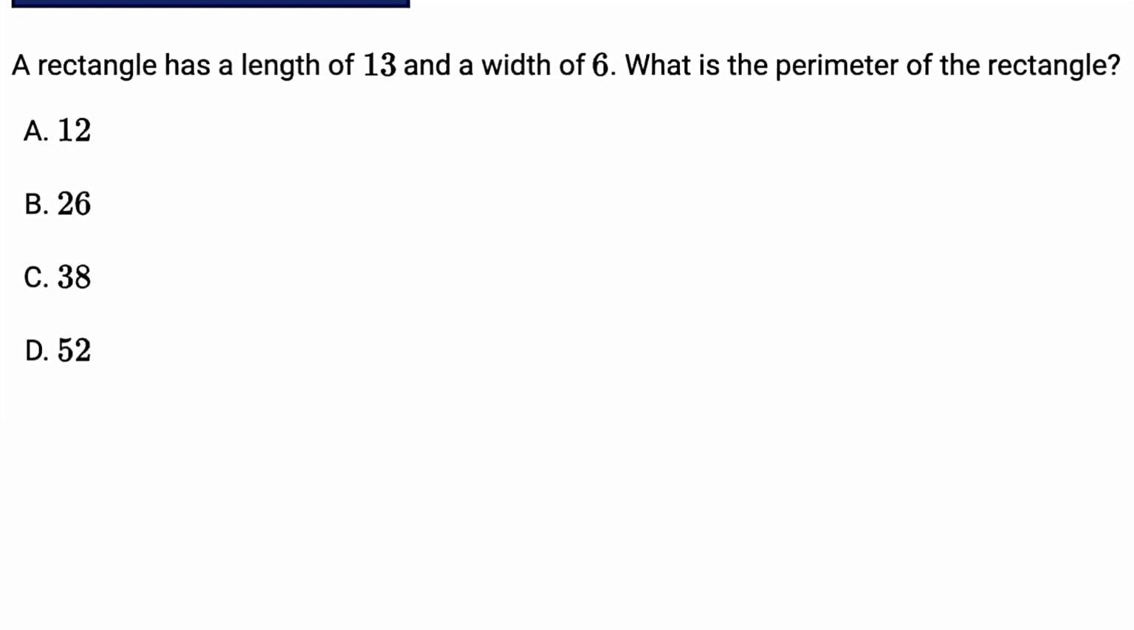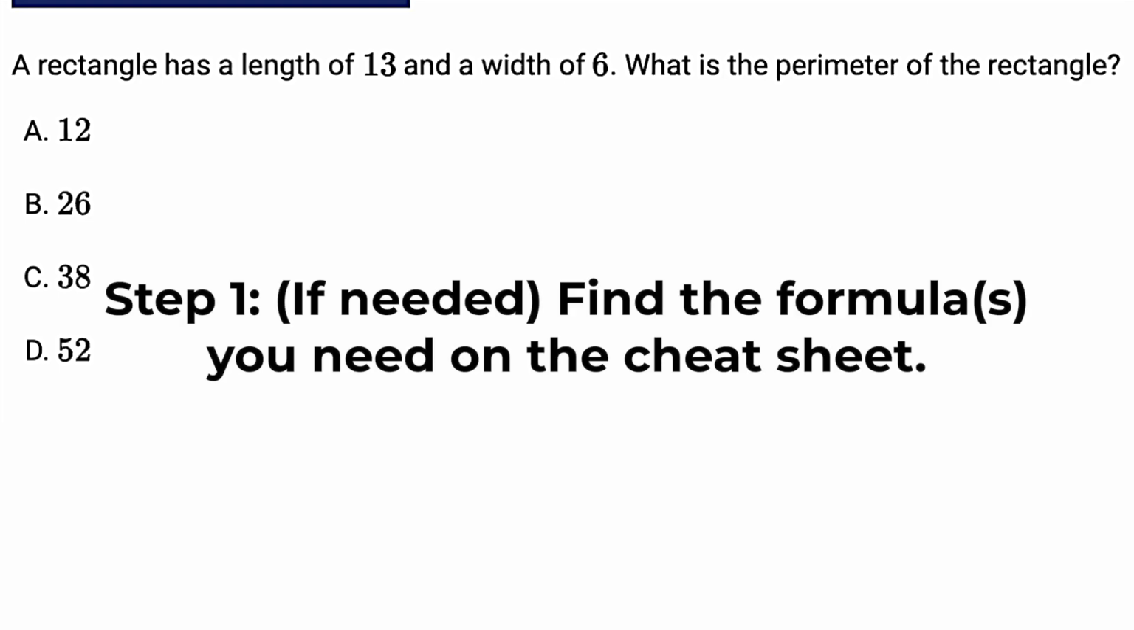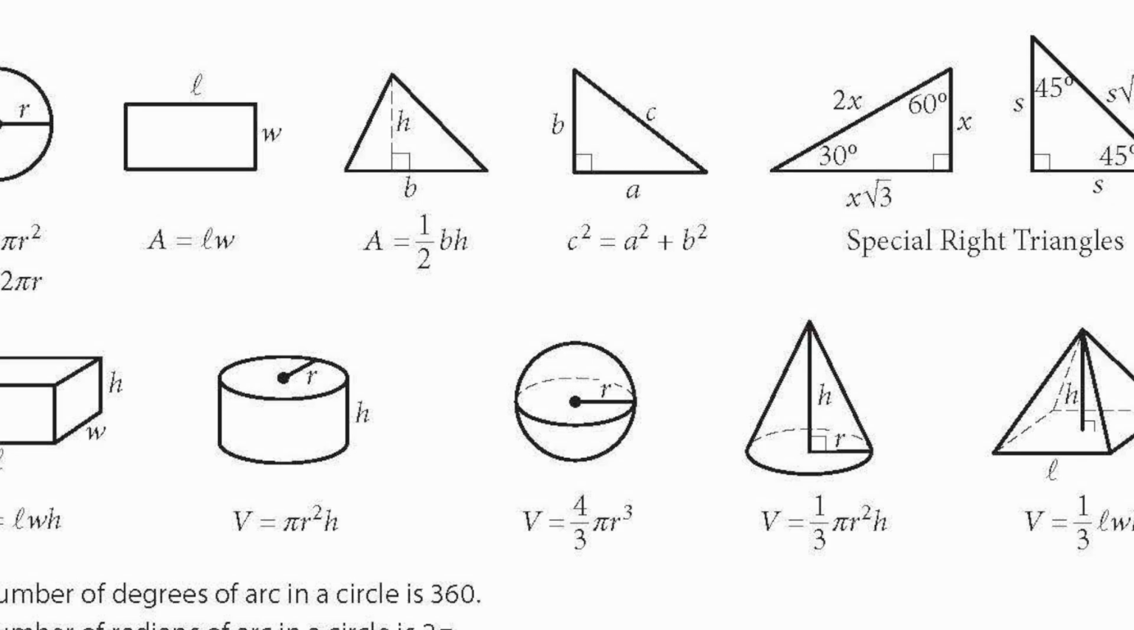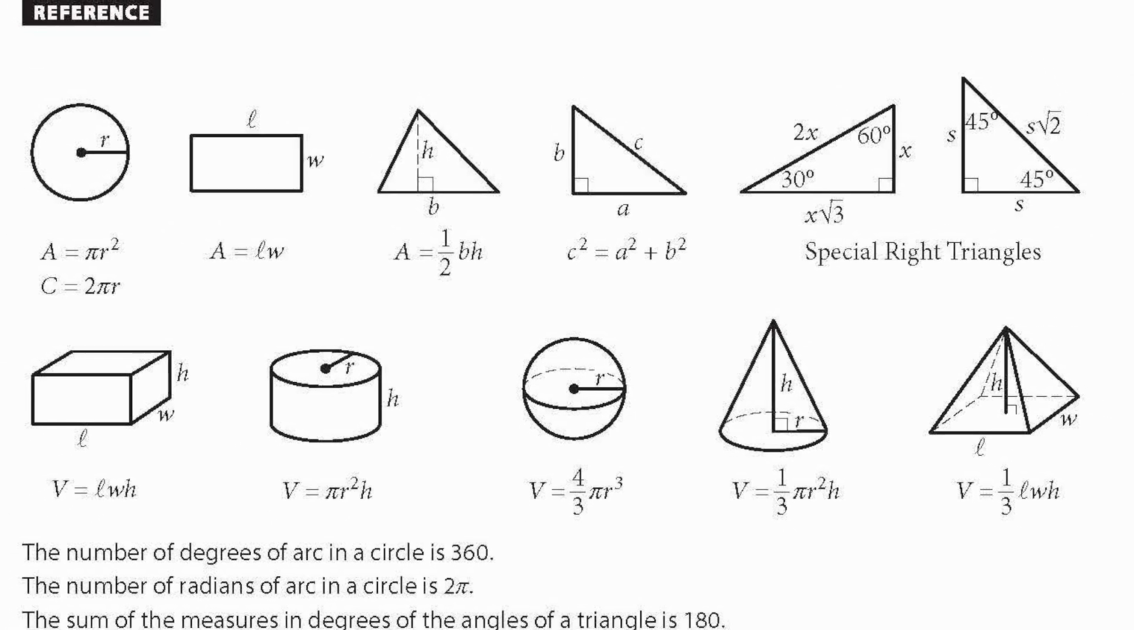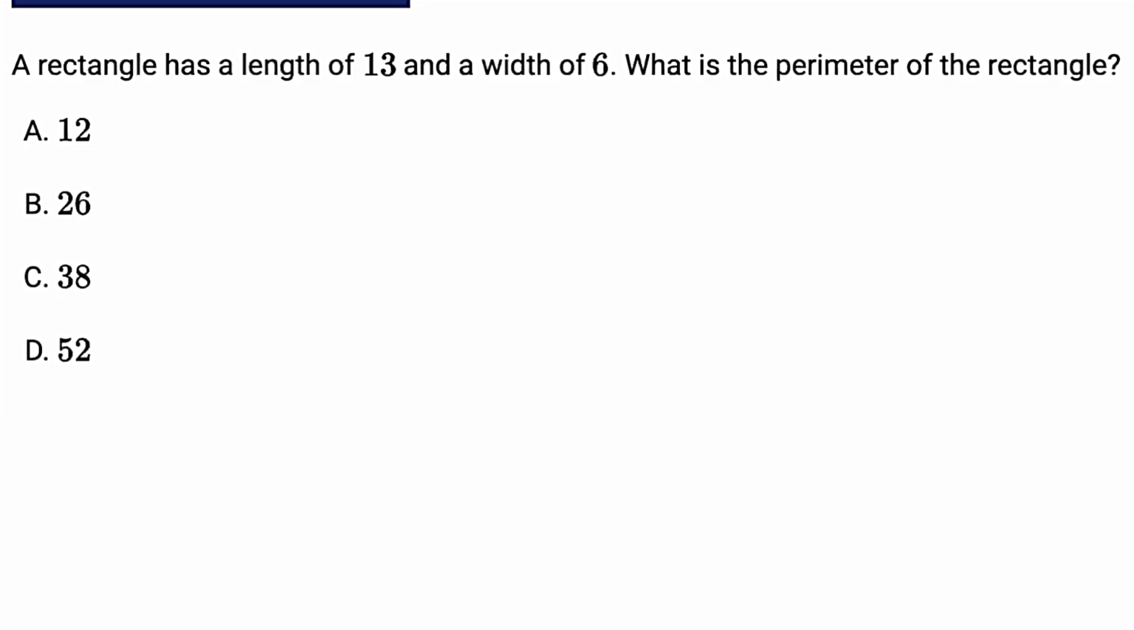And this first question will talk about all 4 steps, but we're not actually going to use step 1, which is to look up any related formulas on your cheat sheet. When I talk about the cheat sheet, I'm talking about that reference sheet that is available on the Bluebook interface. For this question, step 1 is not going to be applicable because it's asking about the perimeter of the rectangle, and the cheat sheet does not include the formula for perimeter of a rectangle.